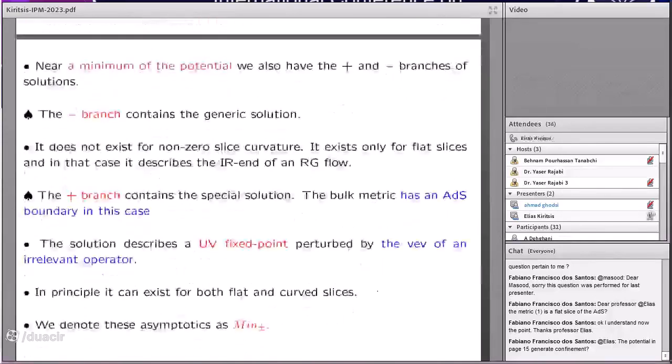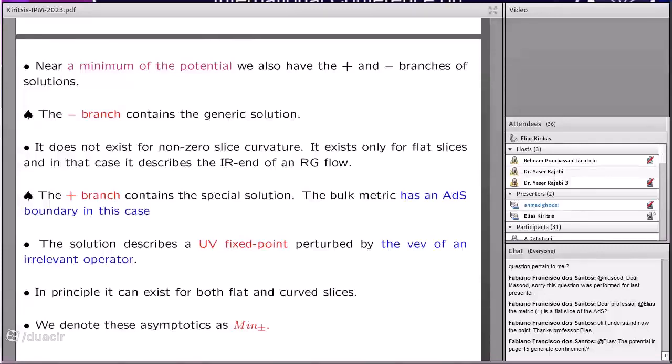Let me go now near the minimum of the potential. In that case, I also have the plus and minus branches. The minus branch is again the general solution. It has two integration constants. However, it does not exist if the slice has non-zero curvature. It exists only if the slice has zero curvature, that is, it's flat. And in such cases, it describes the well-known infrared end of the energy flow, the flow that stops at the minimum.